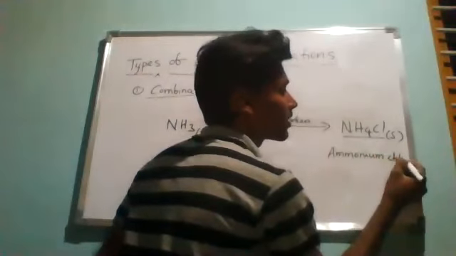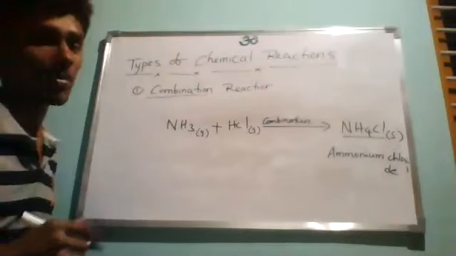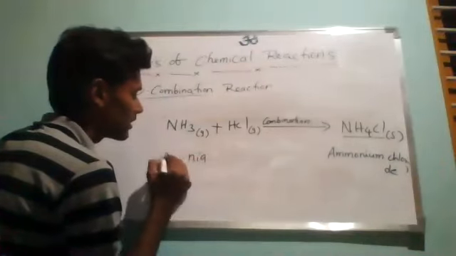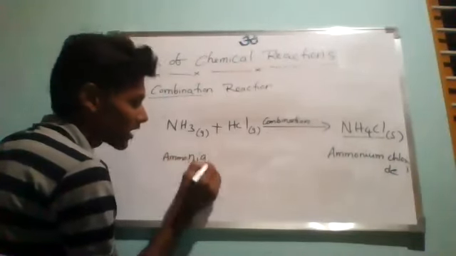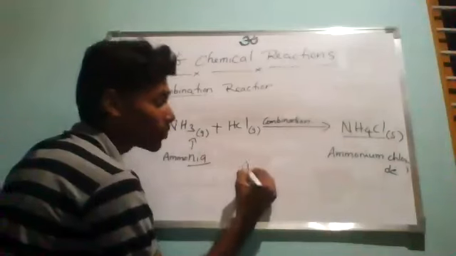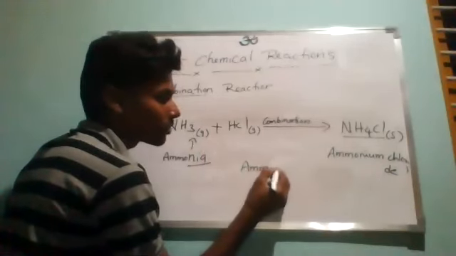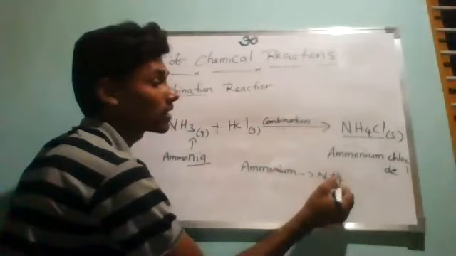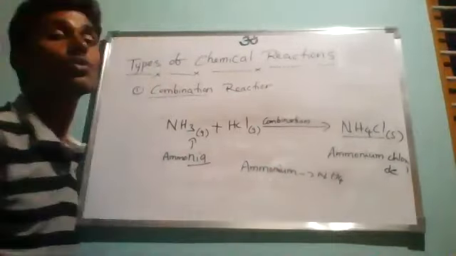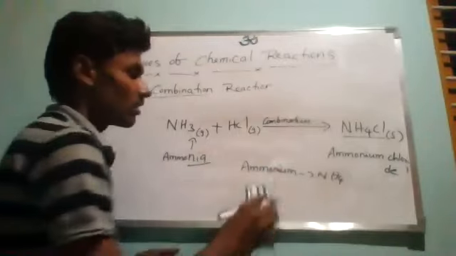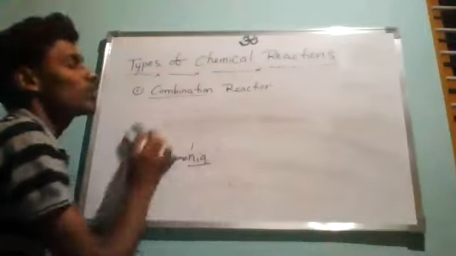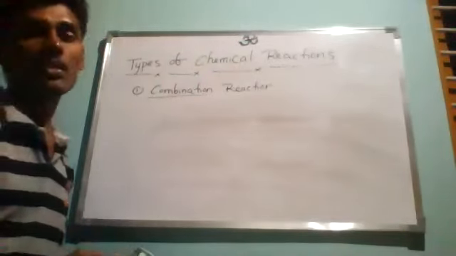Remember, ammonium chloride. Remember, ammonia is NH3, and ammonium is NH4. That is why I am writing ammonium here. Understood? These are the examples for compound plus compound combination reactions.